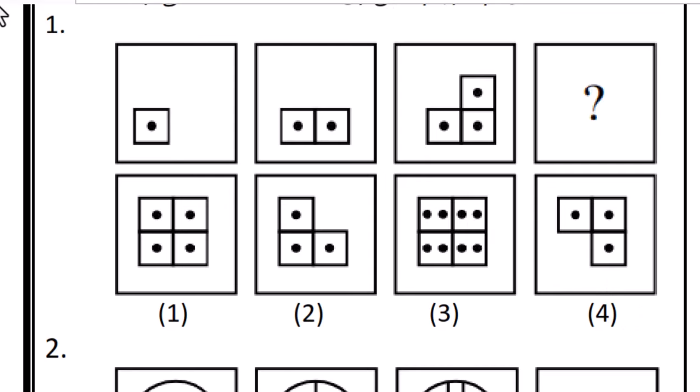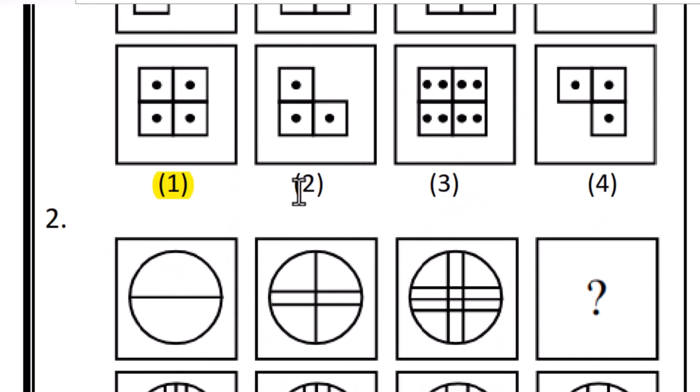Question 1. Correct answer: 1. Explanation. The pattern is a simple arithmetic progression. The number of dots inside the square increases by 1 in each step. 1, 2, 3, 4. Therefore, the next figure must contain 4 dots.